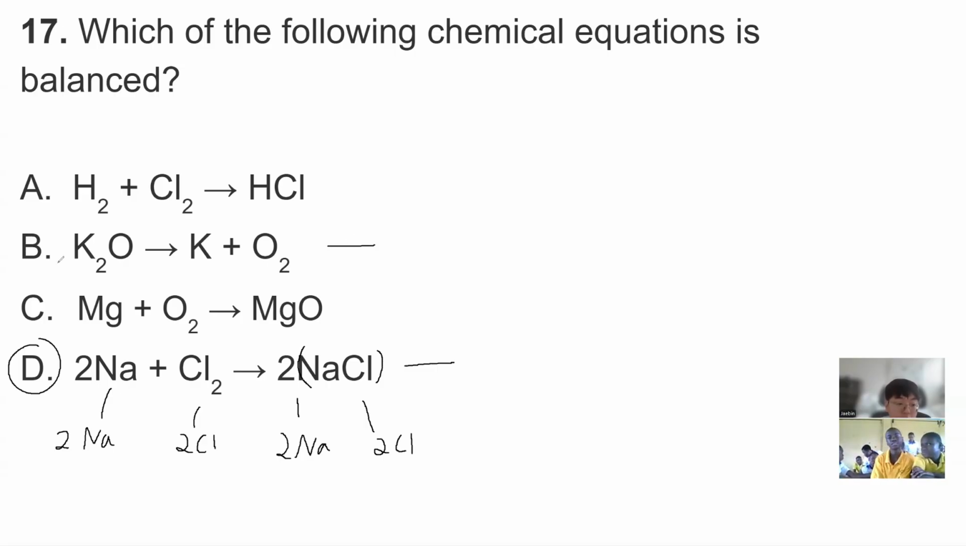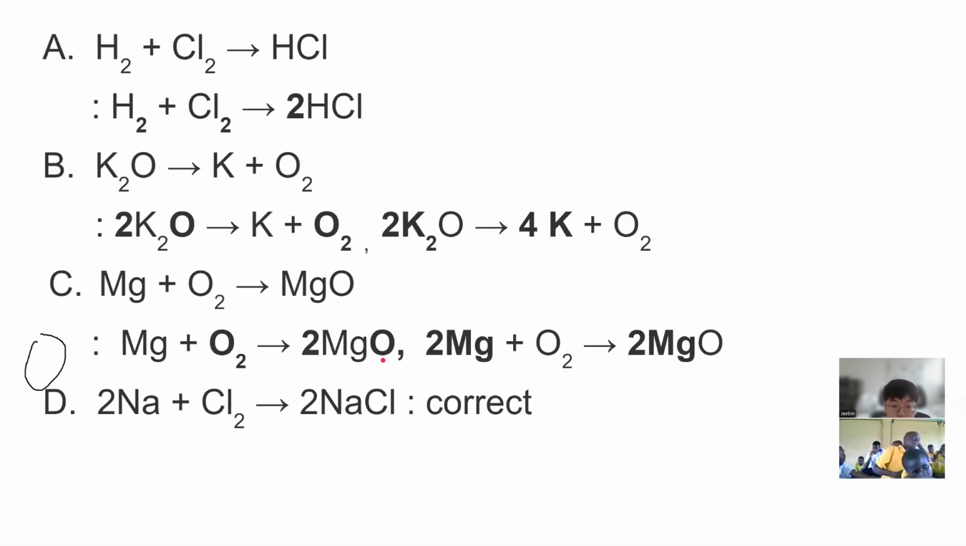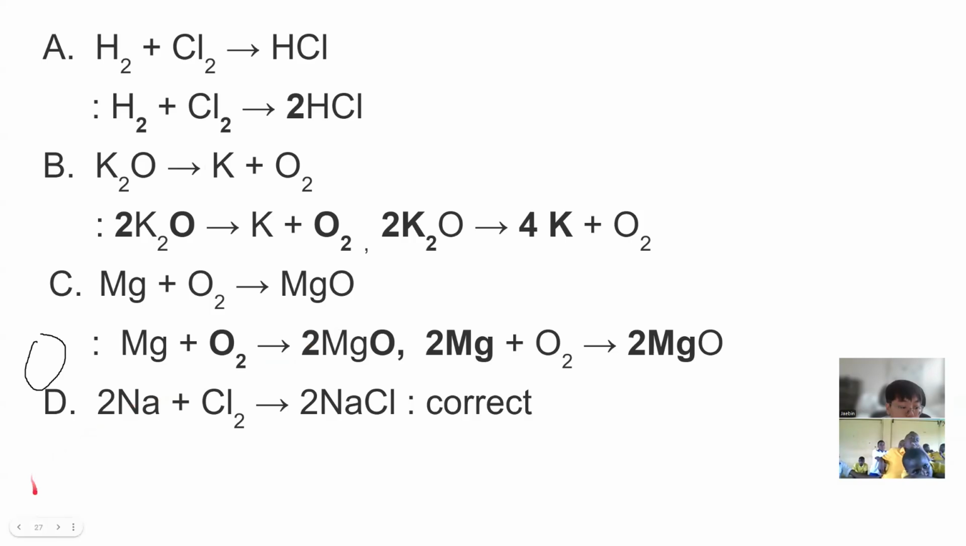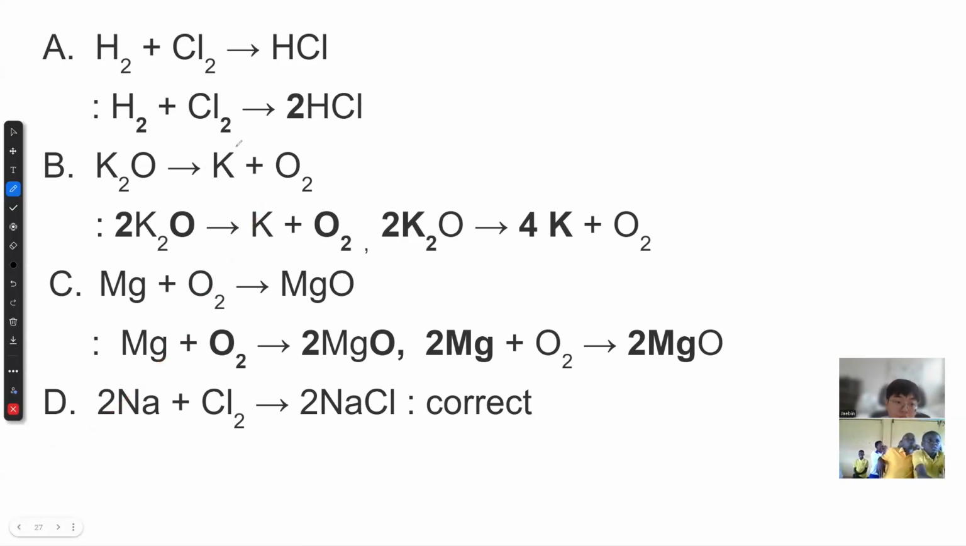Why is it not B? On B, there's two potassium on the left, but there's only one potassium on the right. So this is not correct. So the answer is D. This explains the reason why, and how it needs to be balanced, right?